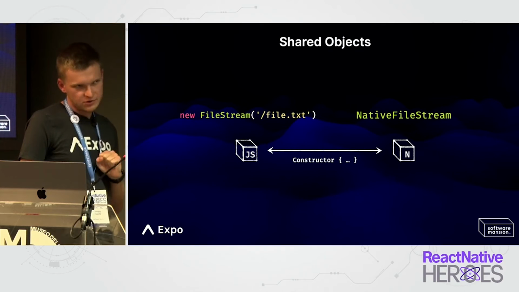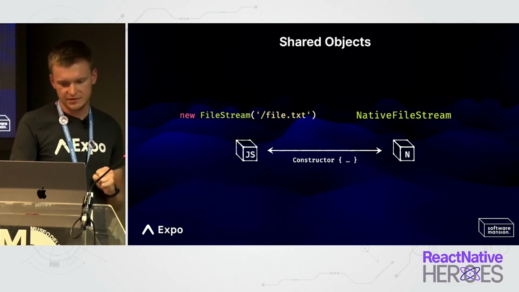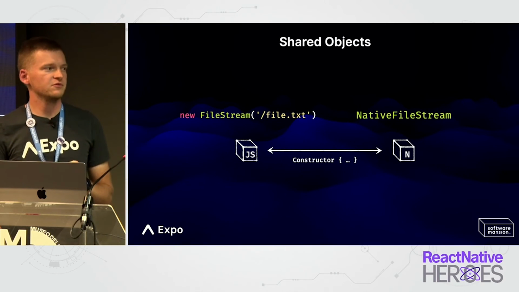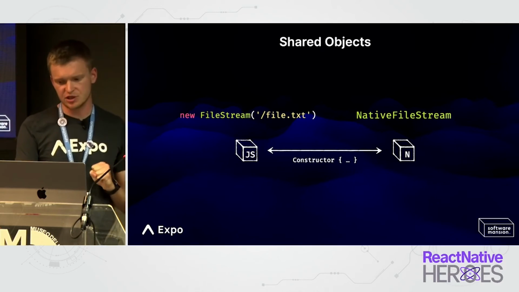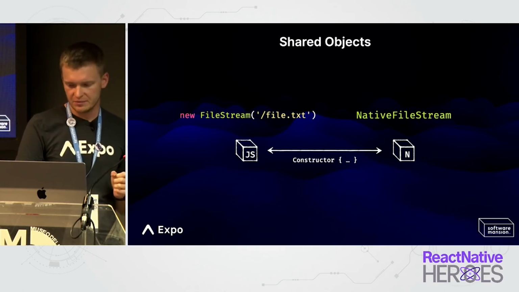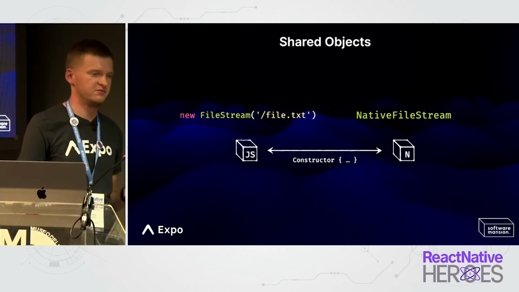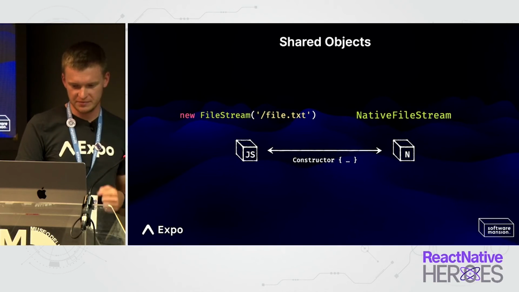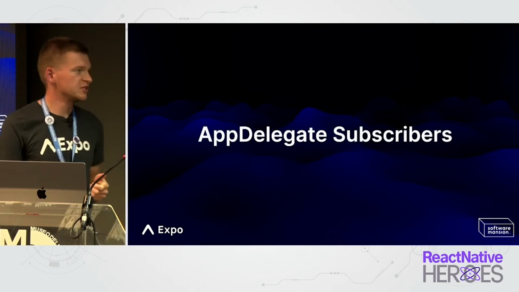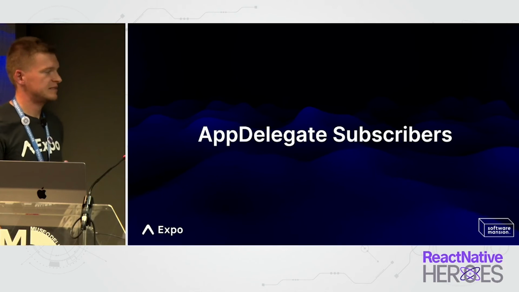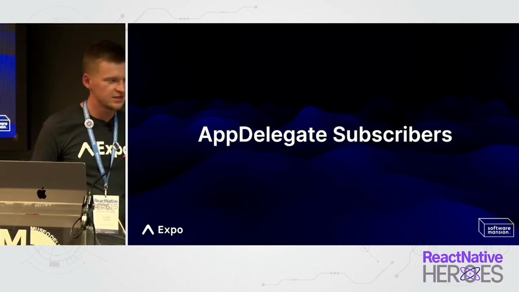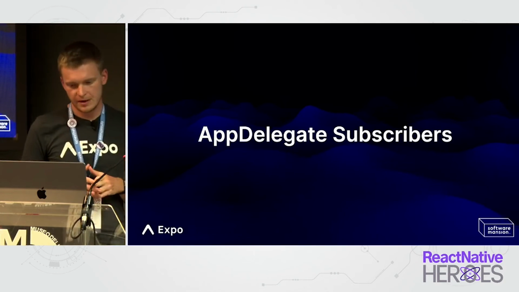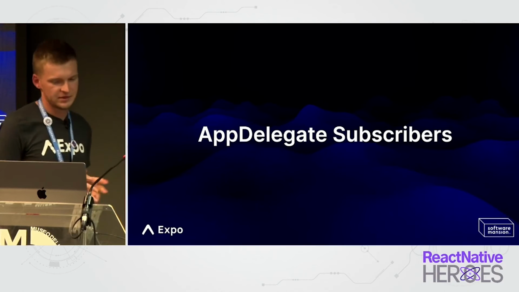And for those of you who used Reanimated, you're probably familiar with the concept of shared values. Generally speaking, shared values from Reanimated work in a similar way, but they point to a primitive value, not an object. This is much more powerful than what Reanimated implemented. Another feature of Expo Modules is AppDelegate subscribers. On iOS, we usually have a singleton object called AppDelegate.